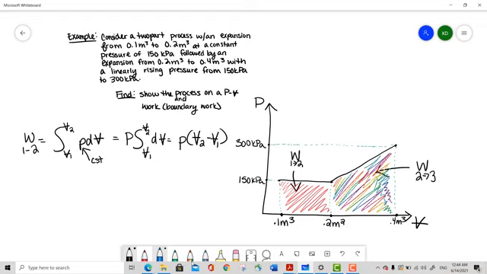Okay, so let's go ahead and plug in for this because we have a lot of this data. So we've got our constant pressure of 150 kilopascals, and then we've got V2 minus V1.